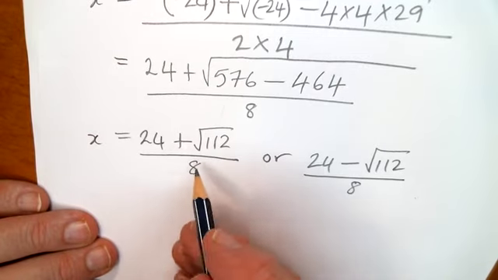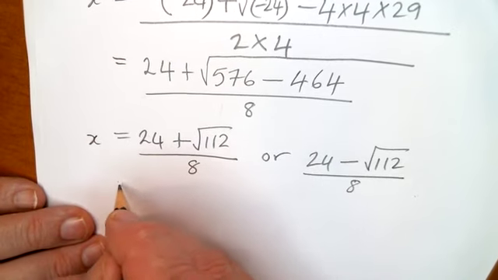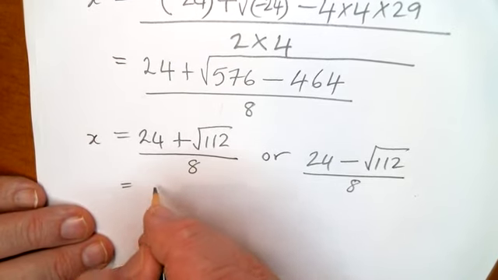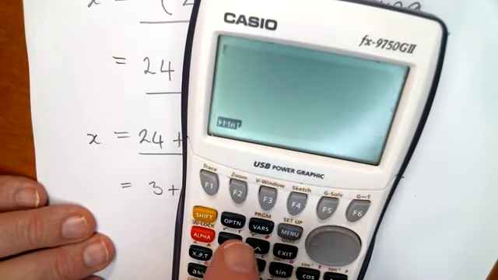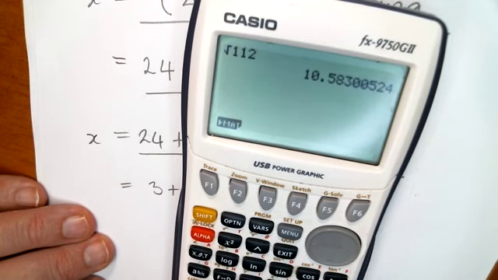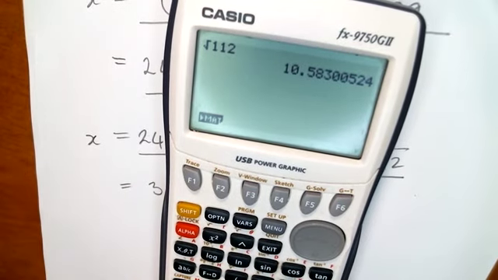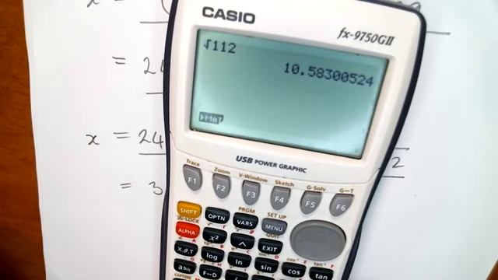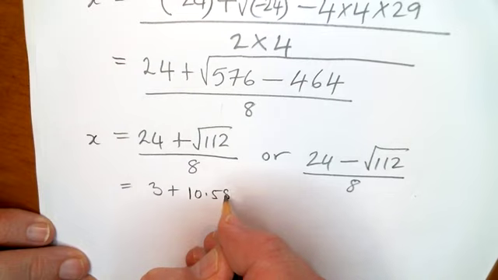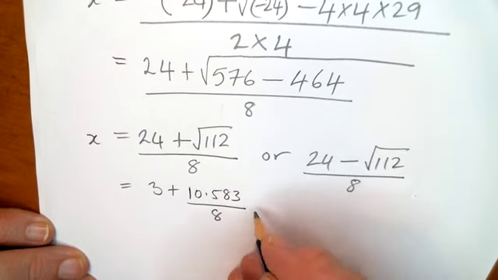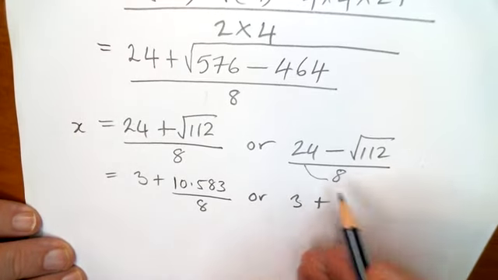Okay, so by the way, this is nice and easy. I could have just crossed these out, because, sorry, what am I talking about? 8 goes into 24, I should say. 8 goes into 24 3 times, so it's going to be 3 plus the square root of 112 over 8. What's the square root of 112? This is why you don't want to try to factorize this with brackets. I'm just going to call that 10.583, over 8.